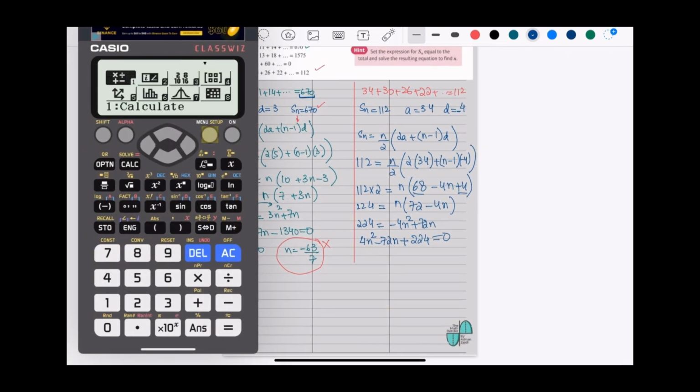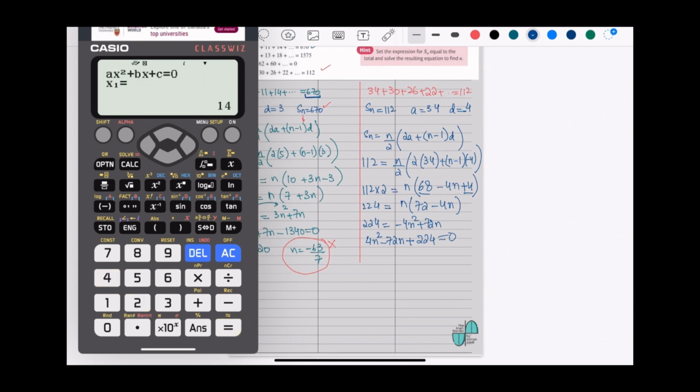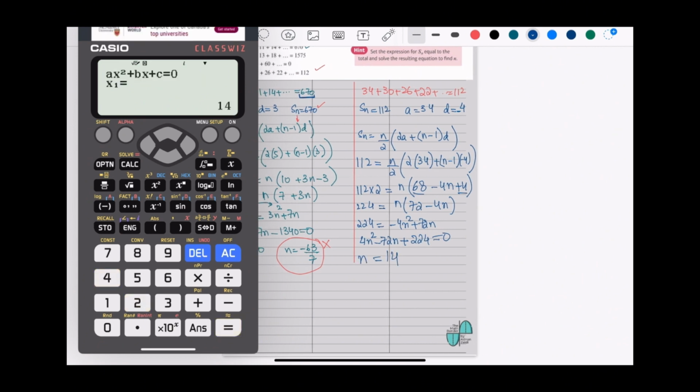and now solving the quadratic equation, this gives you 4n squared minus 72n plus 224. So n is equal to 14 and n is equal to 4.